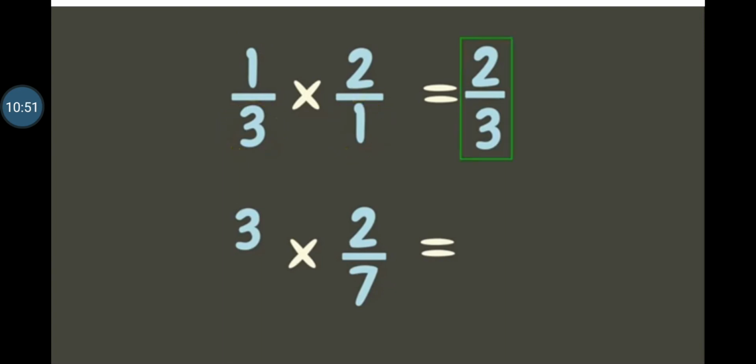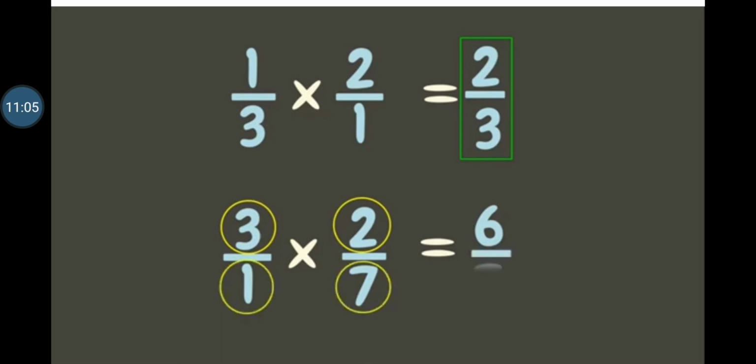In the same way, for the second example, now we have 3 as the whole number. So we have to put 1 as the denominator. Multiply the numerator by the numerator and multiply the denominator by the denominator. And we get the answer as 6 upon 7.